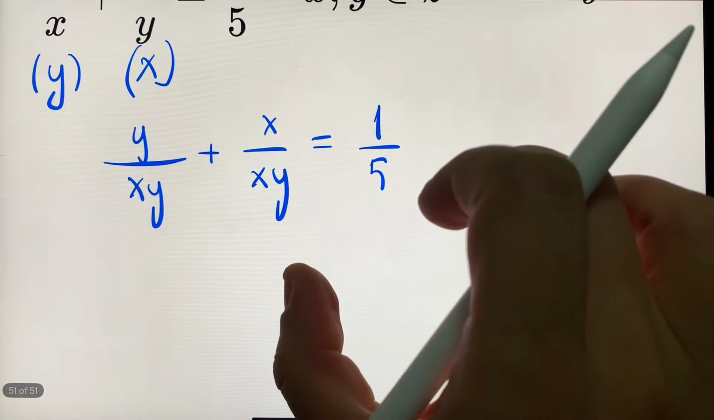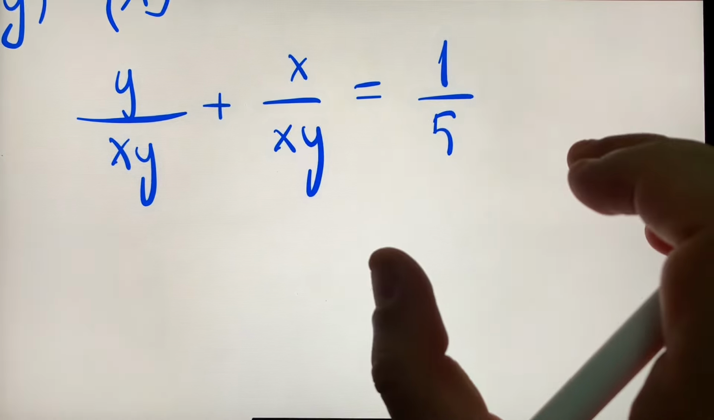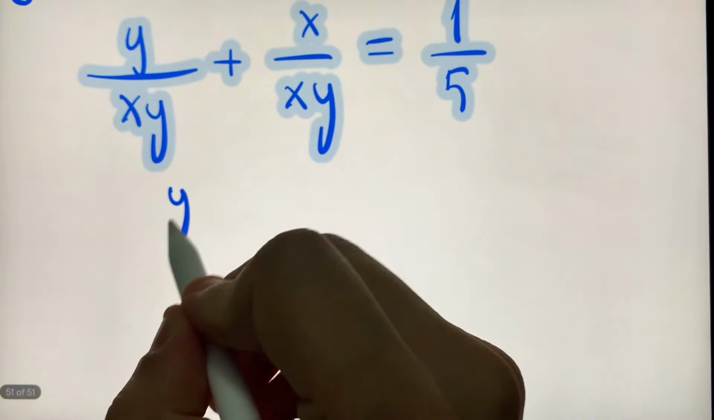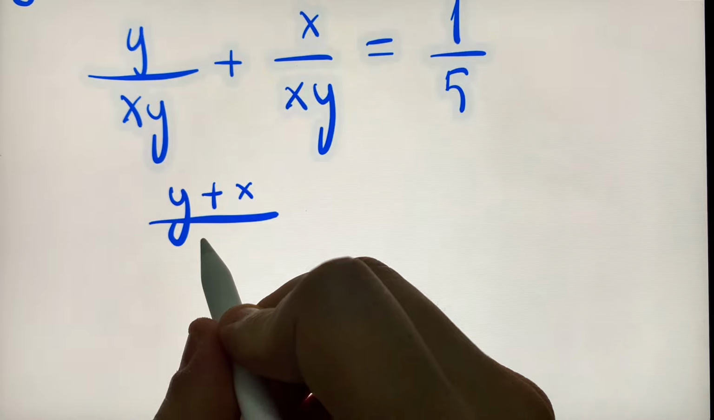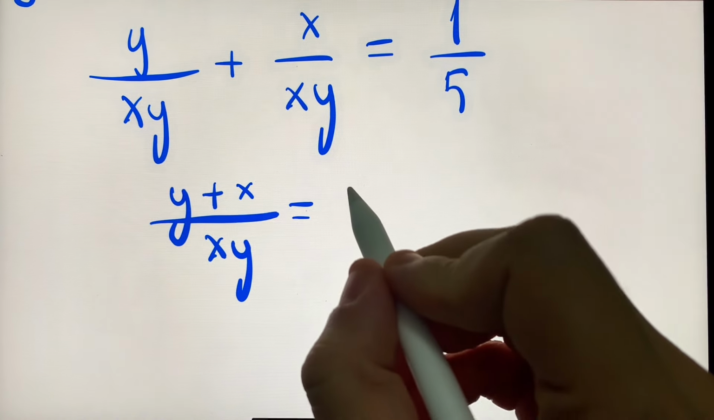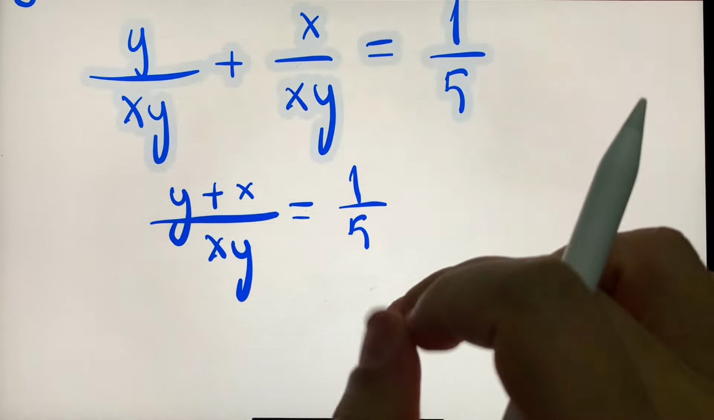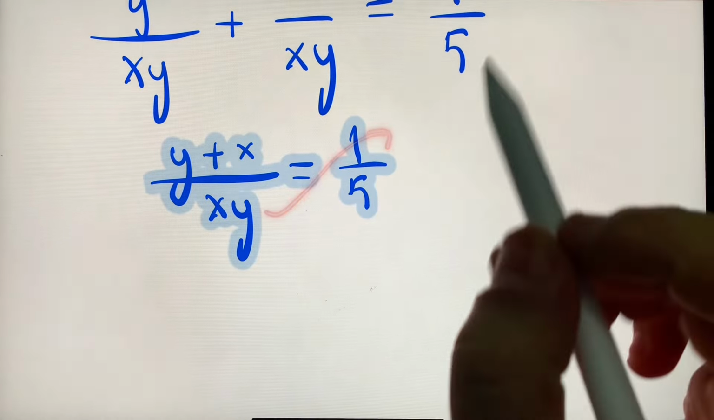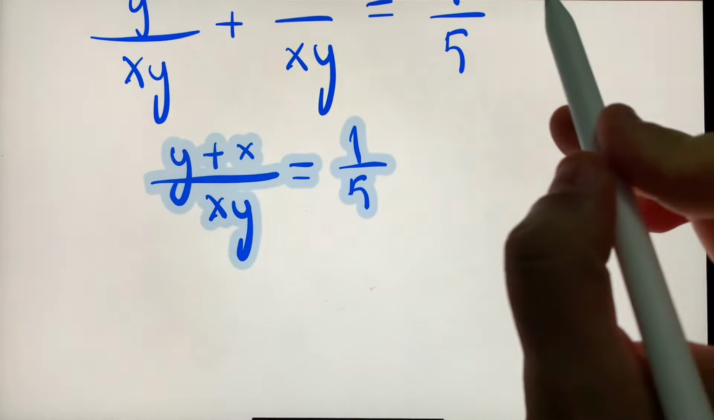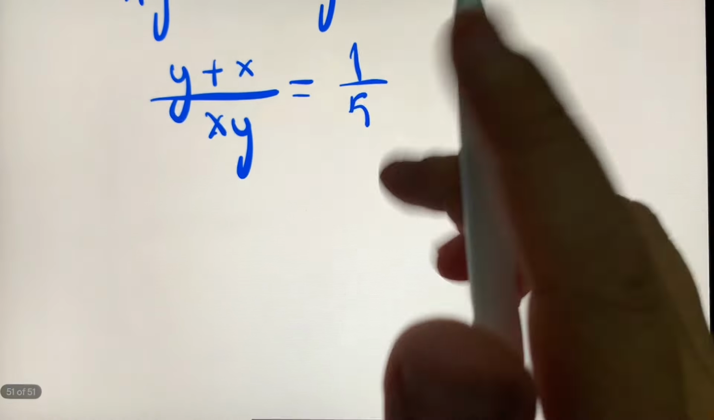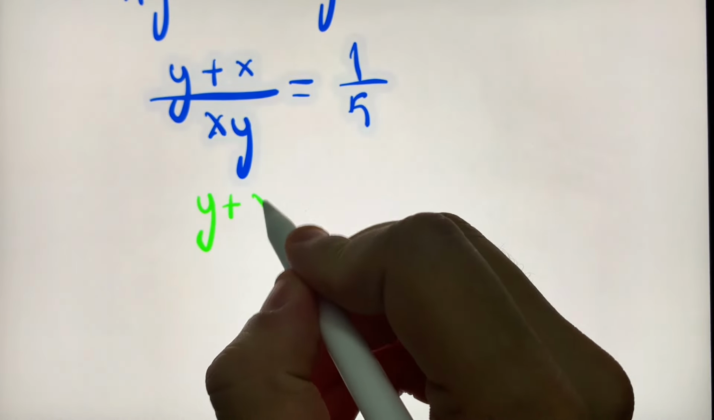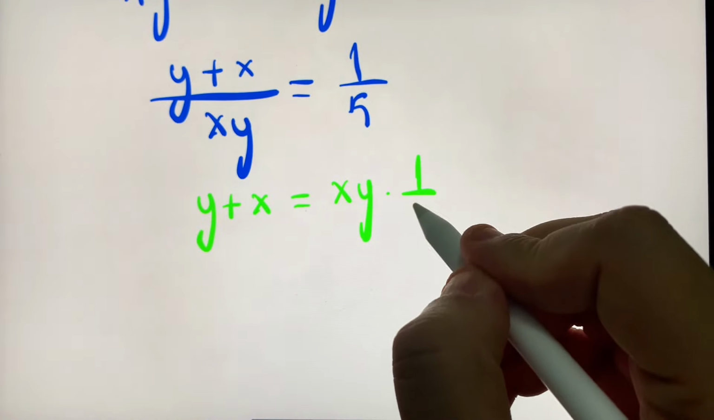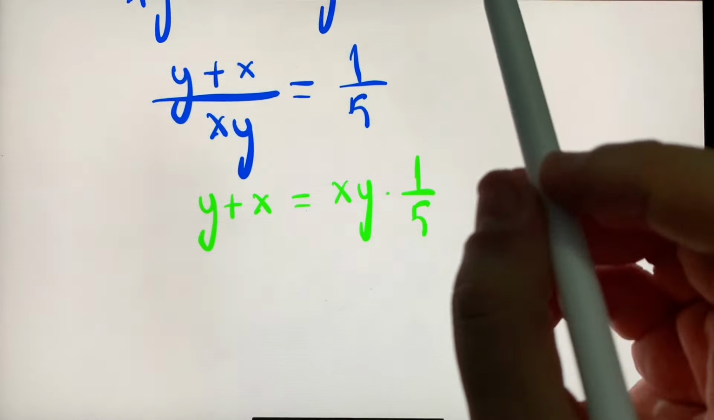Now that the denominators of these expressions are common, I can write a single denominator. So y plus x divided by x times y is equal to 1 over 5. If I cross-multiply right away, what does our expression turn into? y plus x is equal to x times y times 1 over 5, so if we send this 5 this way.